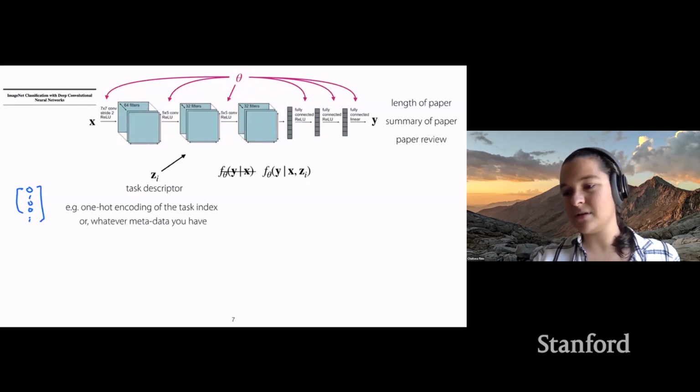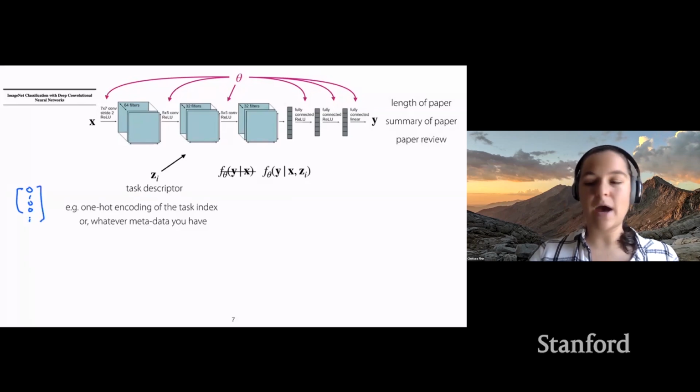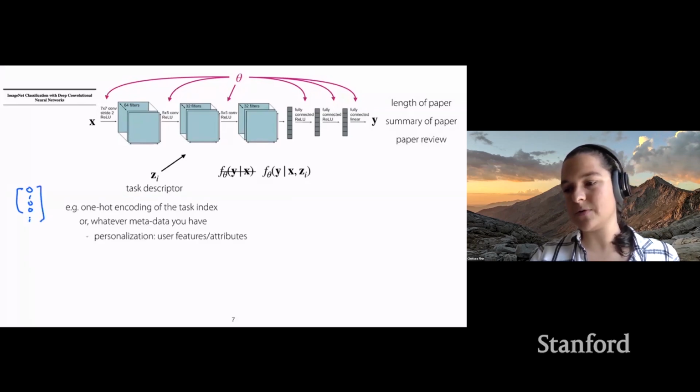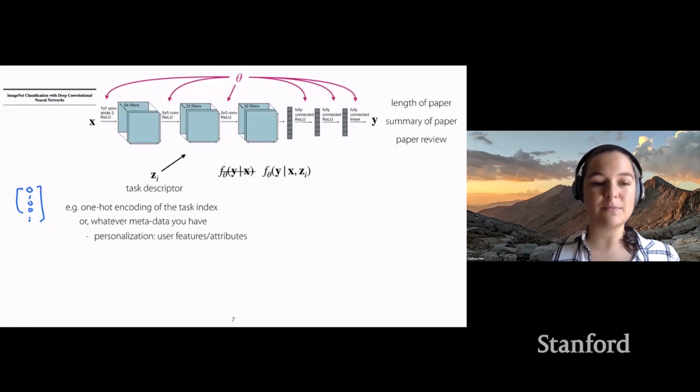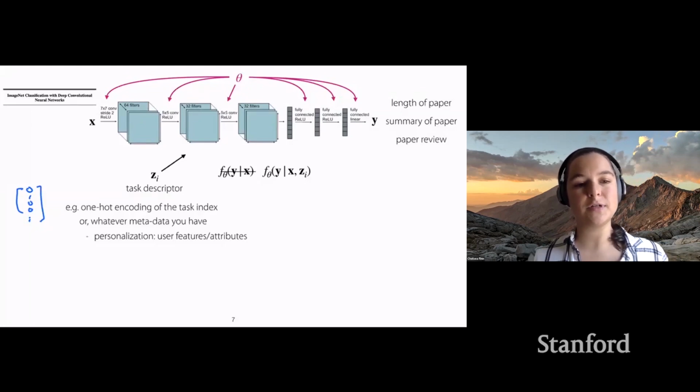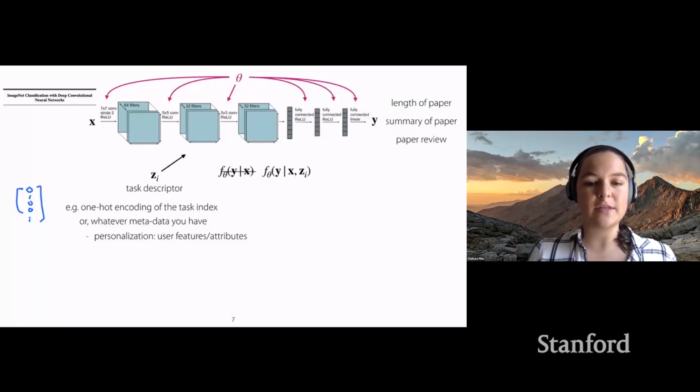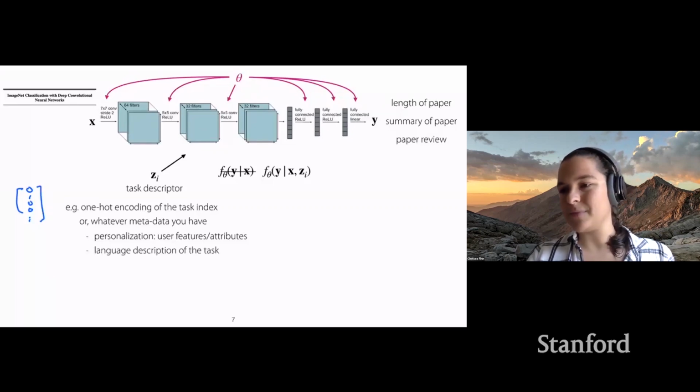Z_i could also be other metadata that you have. So, for example, in a personalization example where different tasks correspond to different users, then Z_i might contain information or features or attributes of that user. It may also correspond to a language description of the task.